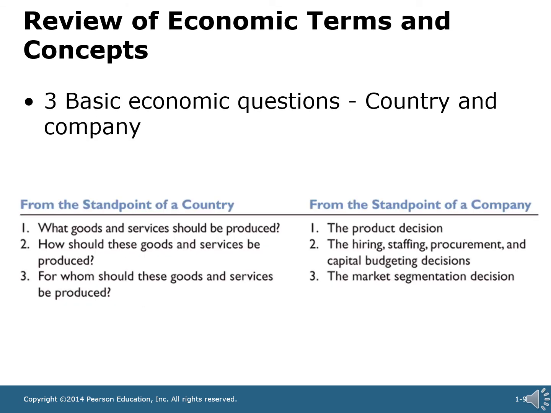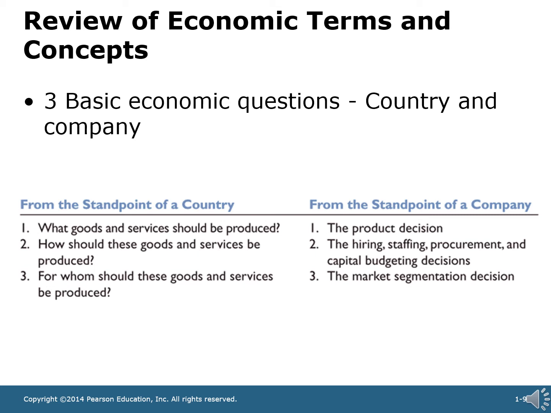While these 3 questions are fairly similar from the standpoint of a country and from the standpoint of a company, there's going to be some slight differences. So instead of what goods and services should be produced, so thinking of the guns versus butter debate, from the standpoint of a company, it's a production decision. It's what should we as a firm be producing? What markets should we be competing in? And what products should we actually be making?